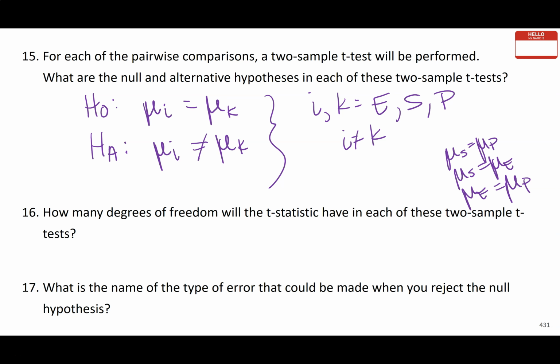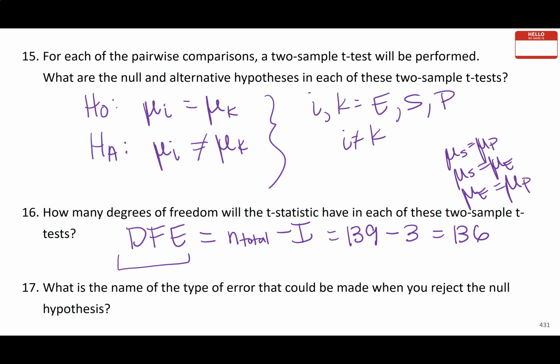So how many degrees of freedom will the t statistic have for each of these? So the t statistic here is going to have the degrees of freedom of your error. And it's going to be equal to your n total minus the number of groups. So I had 139 students total in all 3 groups, minus the number of groups, which was 3 groups, so 136. So my degrees of freedom for the t statistics that I'm calculating is going to be just the same as my degrees of freedom error.